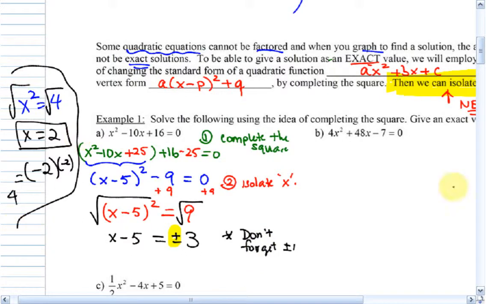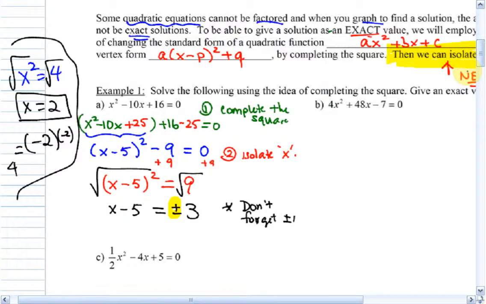Now, we're almost done. I asked you to solve for x. I didn't ask you to solve for x minus 5. So how do I solve for x now? That's right. Just move the negative 5 to the other side. So it's 5 plus or minus 3. And if you want to write this as two separate answers, what's 5 plus 3? 8. So there's your first answer. And then 5 minus 3, that is 2. There's your second answer. You're done.